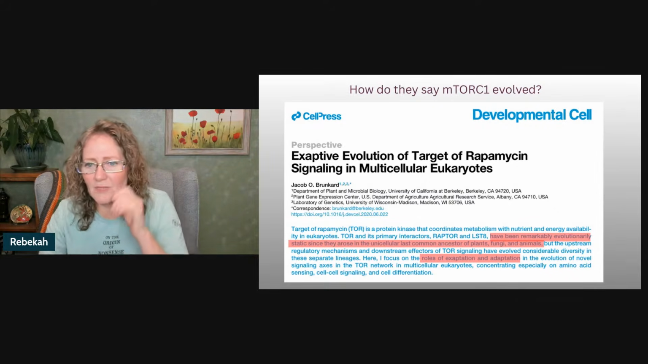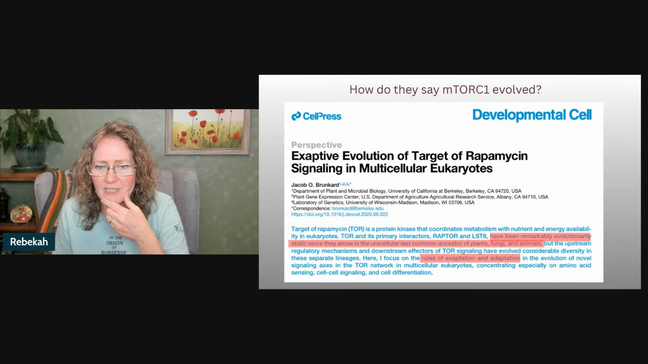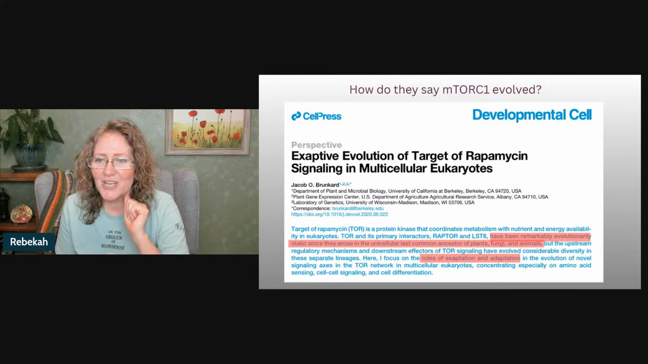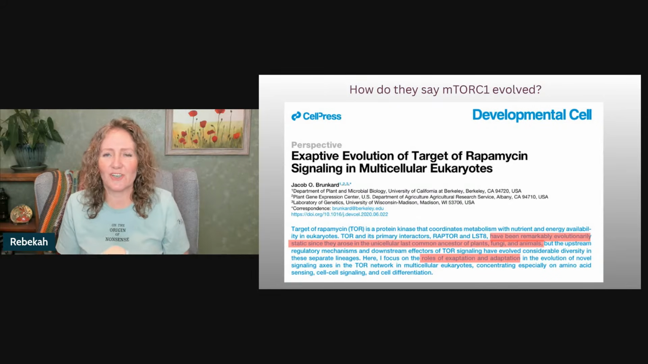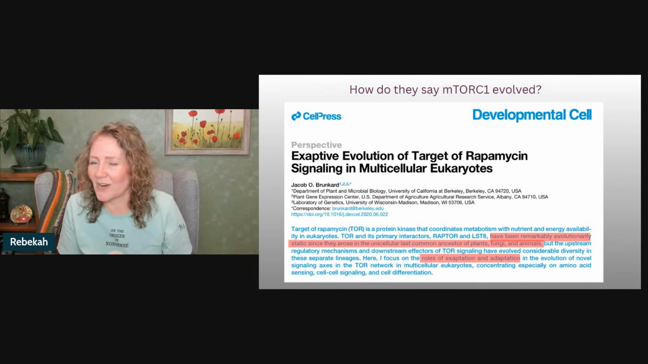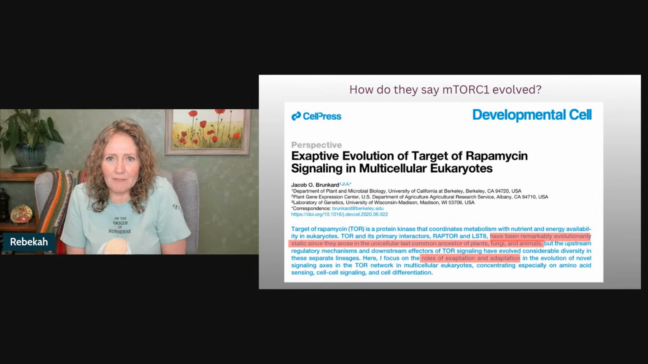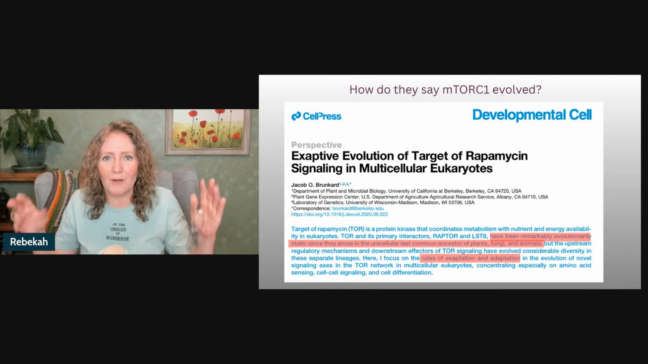So let's look at what this one says. It says that the TOR is a protein kinase that coordinates metabolism with nutrient and energy availability in eukaryotes. TOR and its primary interactors, Raptor and LST8, have been remarkably evolutionarily static since they arose in the unicellular last common ancestor of plants, fungi, and animals. Wow, like 1 billion years, this thing doesn't change? Incredible. How about it never did evolve? It was always there, and that's why it's still there. It's because it never did evolve. That's why you see it there from the beginning.